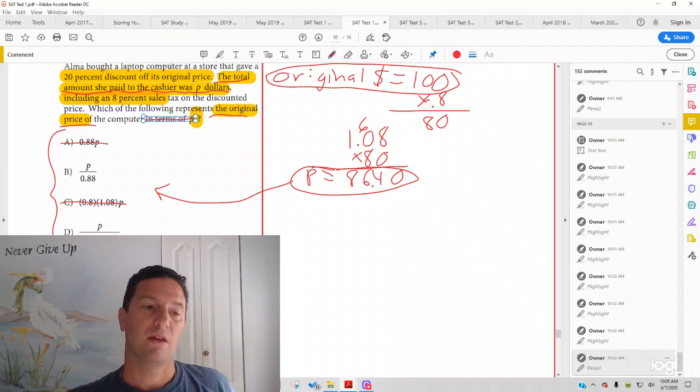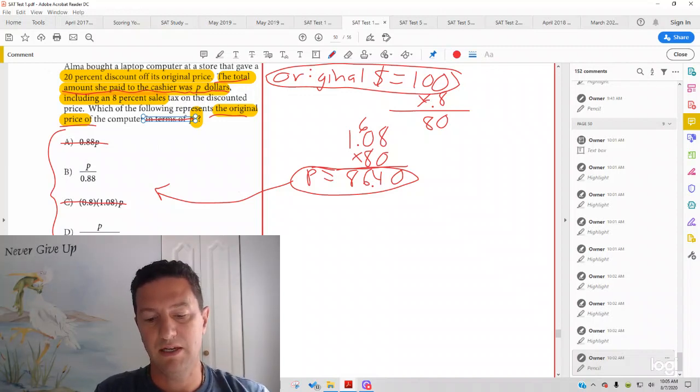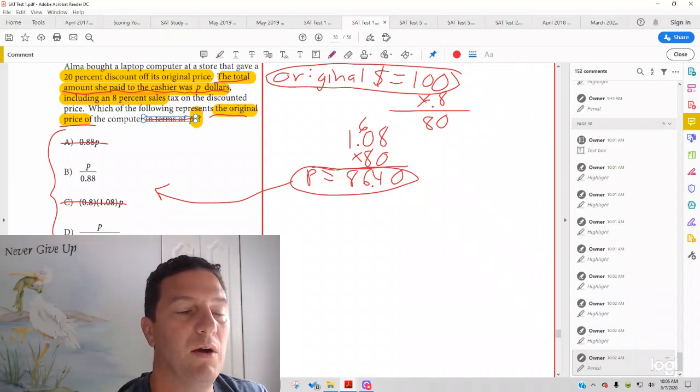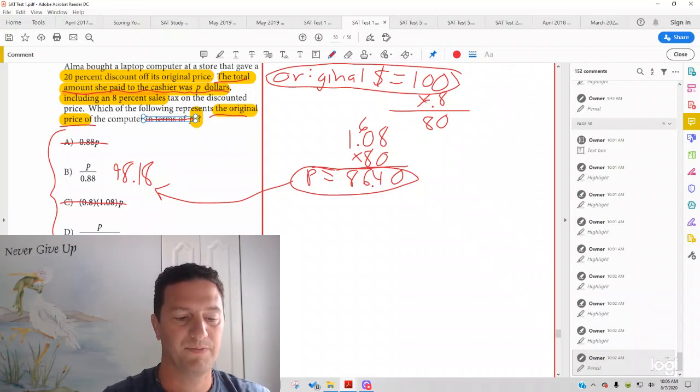So now you could use your calculator. Let's say I plug 86.4 over 0.88. What I get in my original is, with answer choice B, I wind up with $98.18. So it looks like that's not the correct answer.